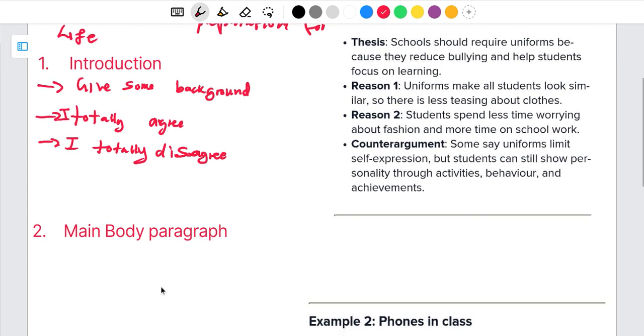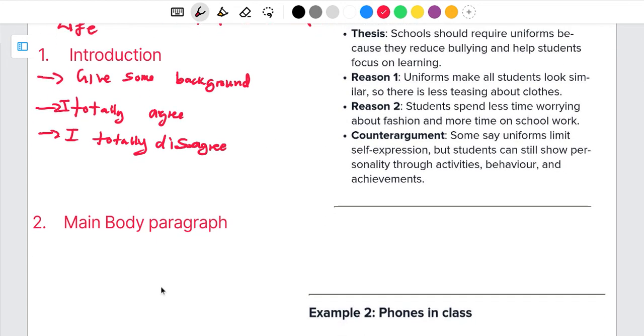Then let's come to the main body part. The main body part, what should you put in your main body part? You need to give main reasons. So here, give the main reasons and provide evidence. Okay? And provide evidence. That is what you should do in your main body.